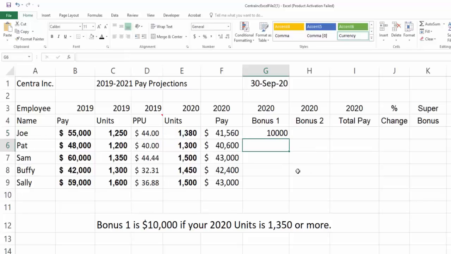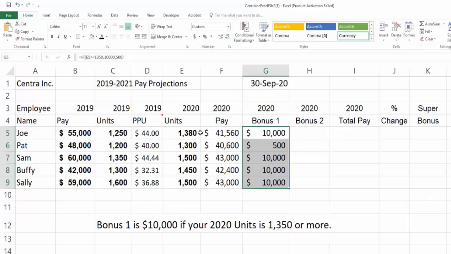Let's press enter, copy it down, and double check a few numbers, right? Make sure they're good. Yep, 10, 5, yep, that's good.